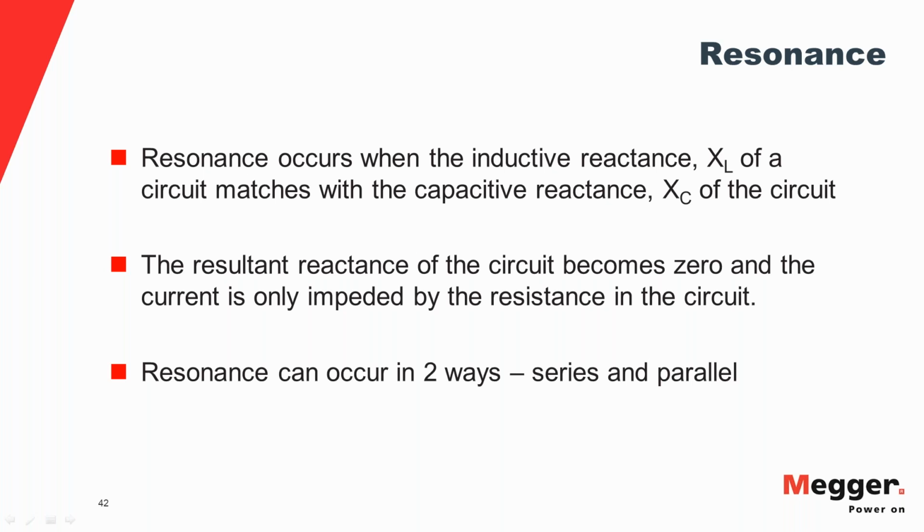Resonance can occur in two ways, series and parallel. If the inductor and the capacitor are in series, then it's series resonance. If the inductor and the capacitance are in parallel, then it's parallel resonance.